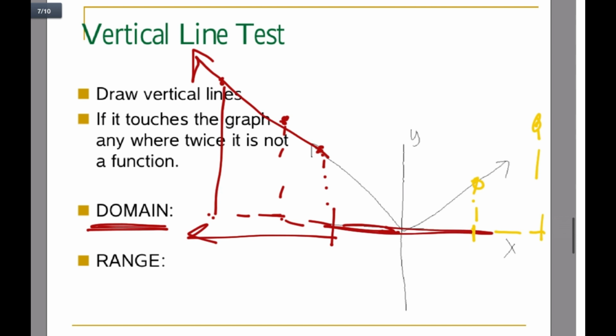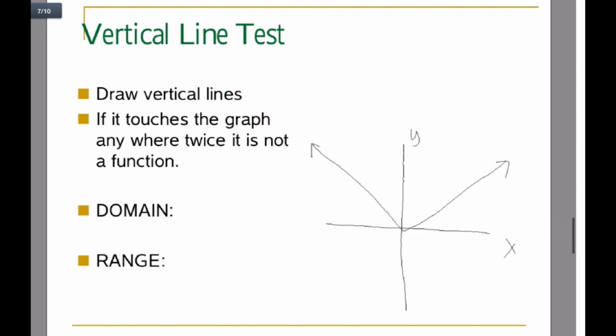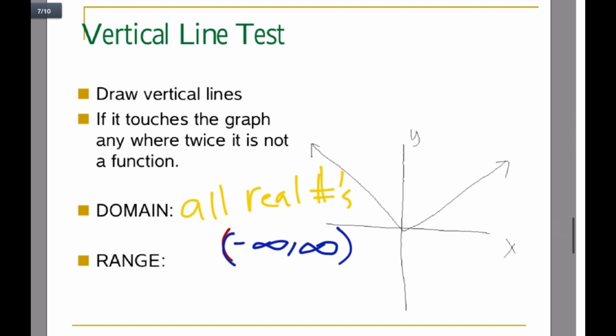in both directions. So the domain, we say, is all real numbers. Another way of writing that would be parentheses, negative infinity, comma, infinity. If I actually draw the infinity sign, it's not very good. Let's try that again. So negative infinity to positive infinity. Okay? And that's one way of writing it. The other way is just saying all real numbers.